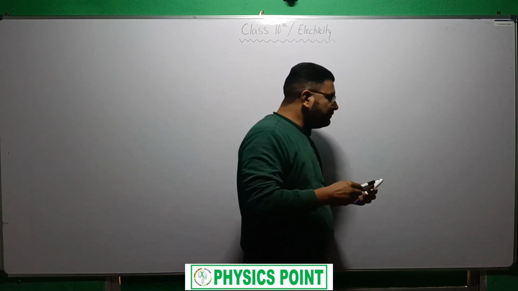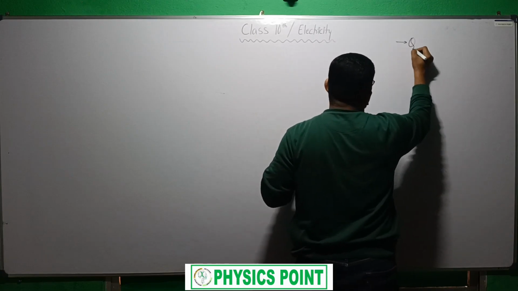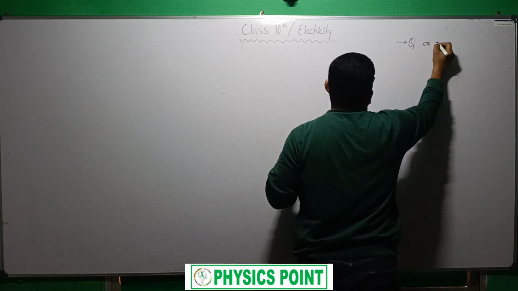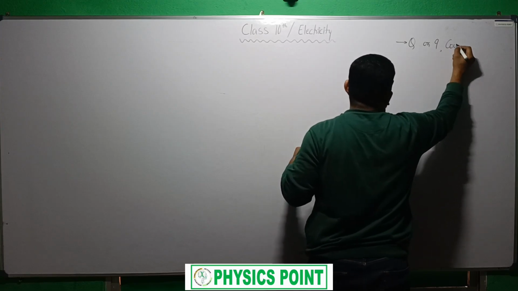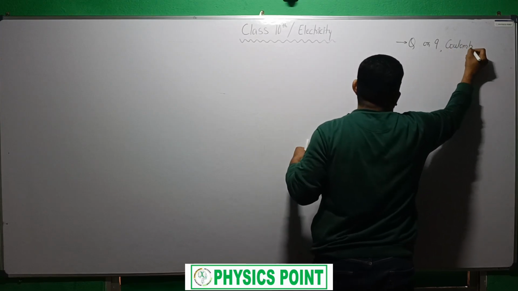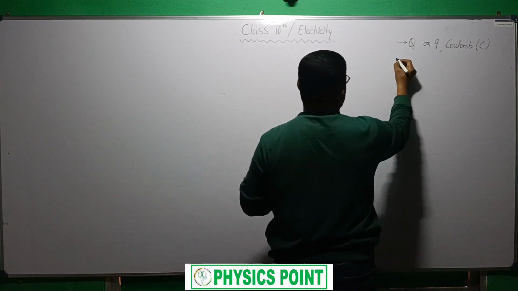The symbol used to represent electric charge is capital Q. Sometimes we also write small q. The unit used for charge is Coulomb, which is in short mentioned by capital C.